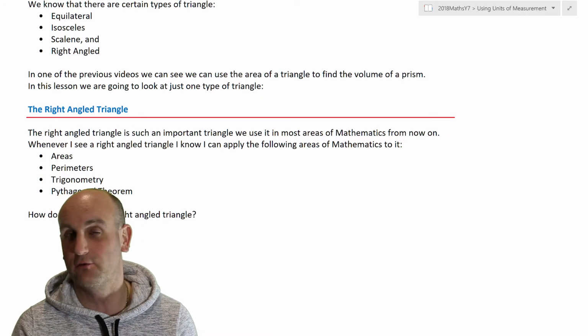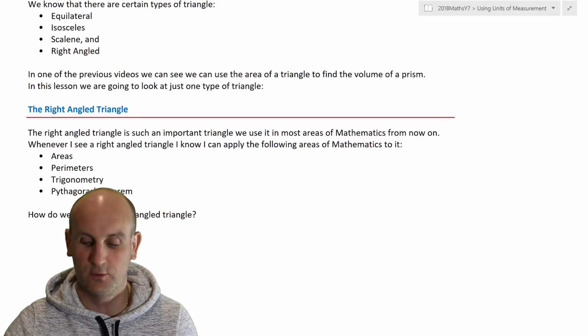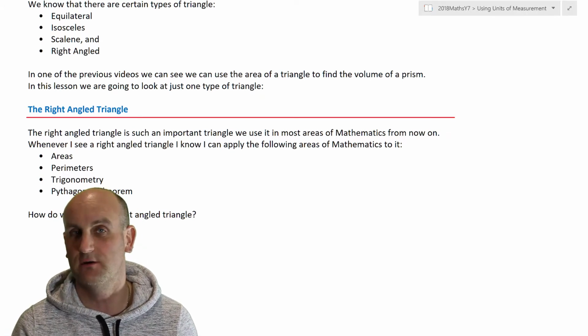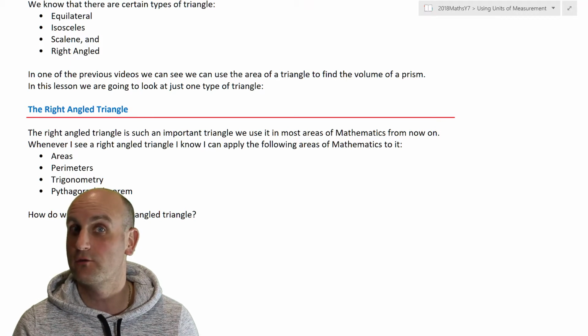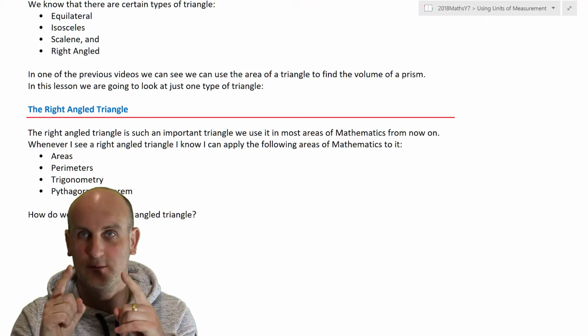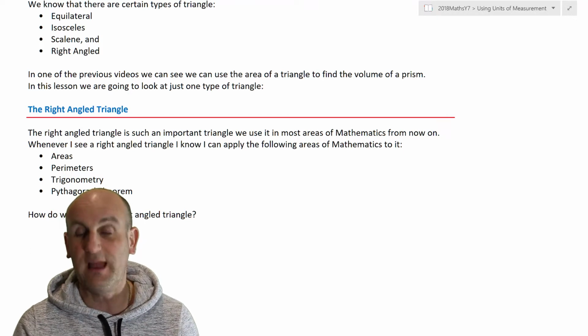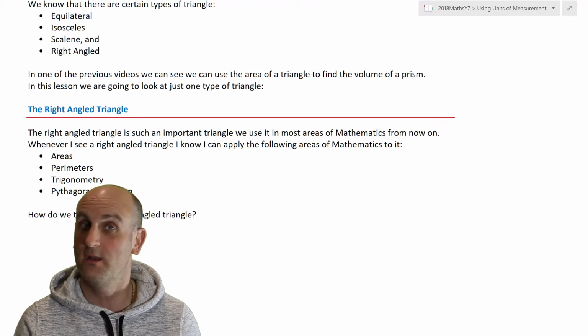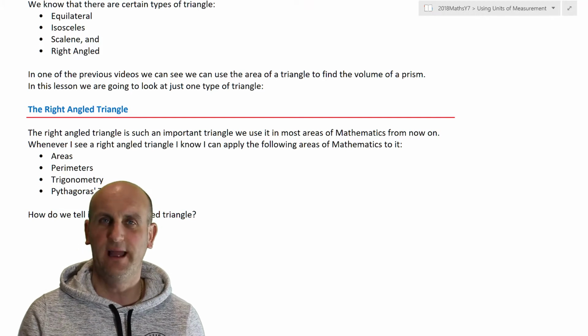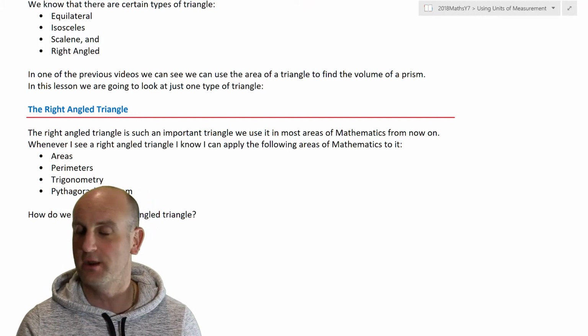There are equilateral triangles, which are triangles with equal sides. There are isosceles triangles, where two of the sides are the same, and there are scalene triangles, where all three sides are different. And one of the most exciting, the one we're going to be dealing with today, is right-angled triangles. Ladies and gentlemen, a right-angled triangle.